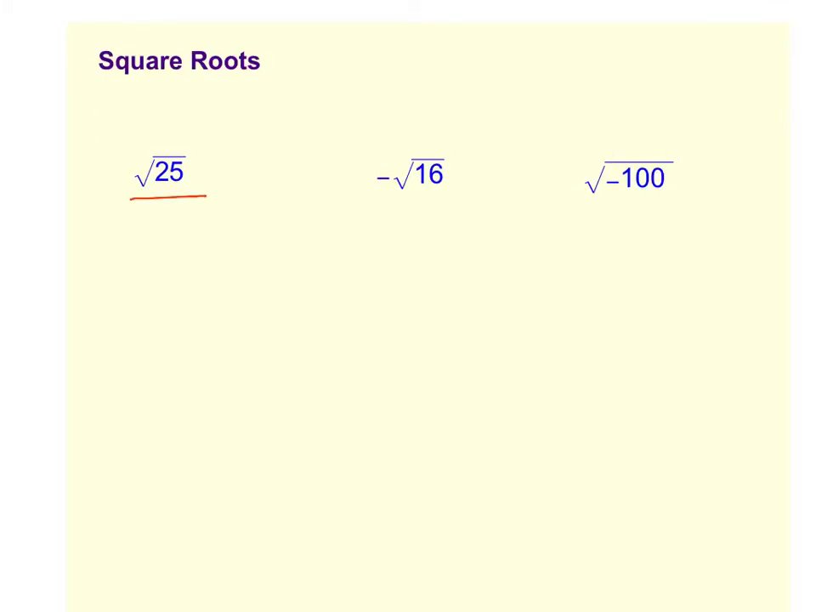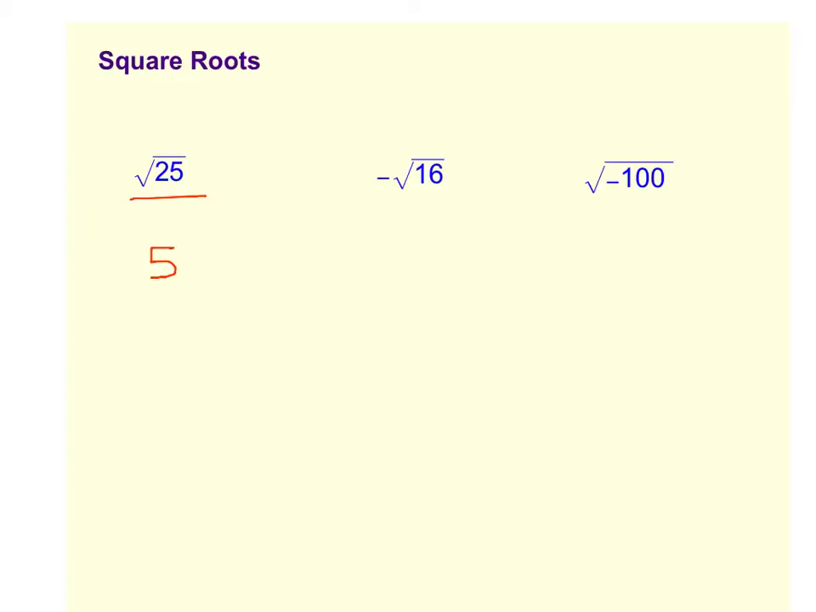But just to start off, the square root of 25. So what multiplies by itself to get 25, or what do you square to get 25? That's going to be a 5. 5 times 5 is 25, so the square root of 25 is 5. Kind of works in a circle.